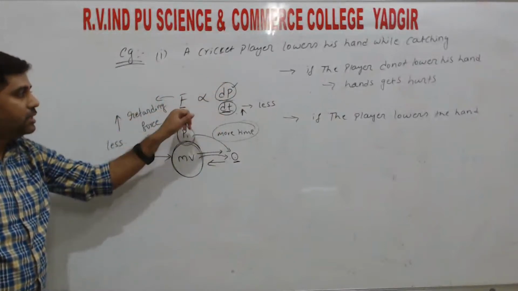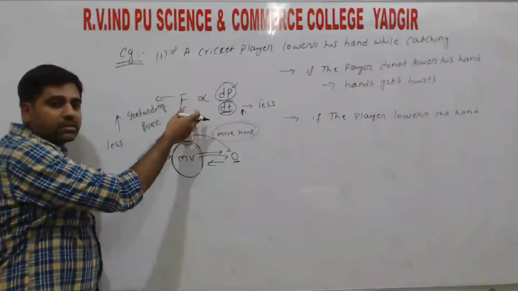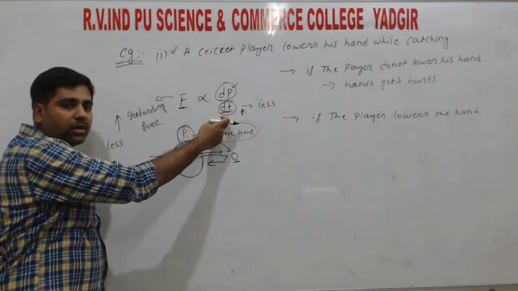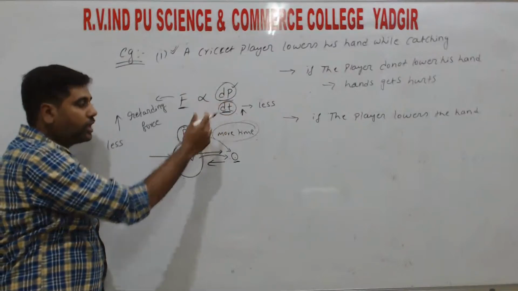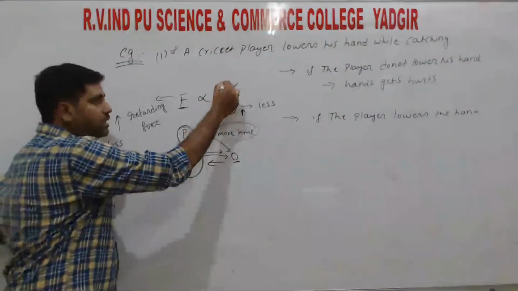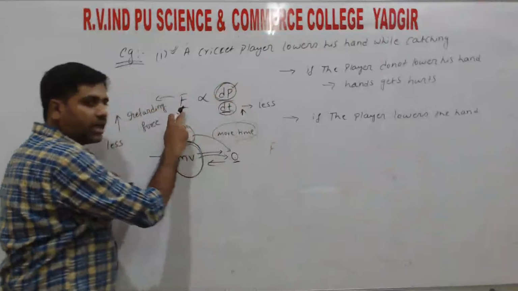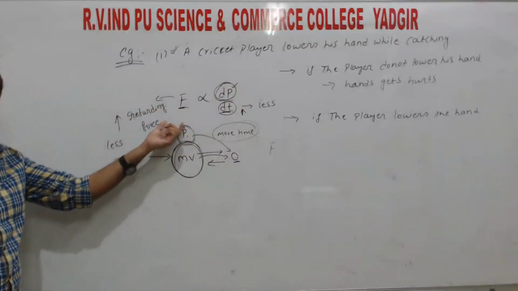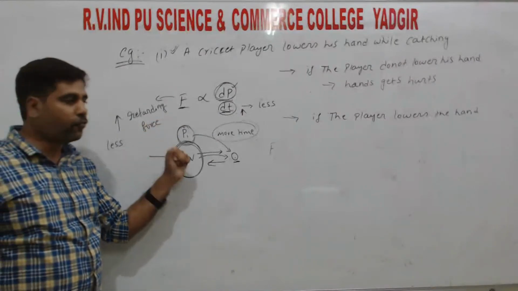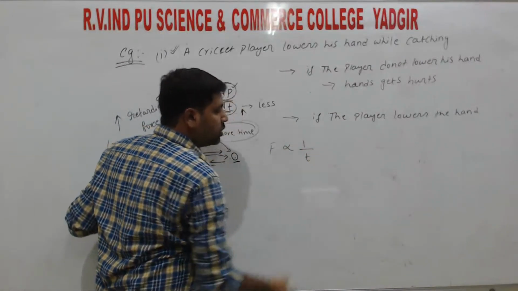So we are explaining this statement by using Newton's second law. Newton's second law states that F is directly proportional to the rate of change of momentum. Here the momentum of the ball is constant, so this force is the retarding force. The force we apply is the opposing force, or retarding force. This force is inversely proportional to the time.